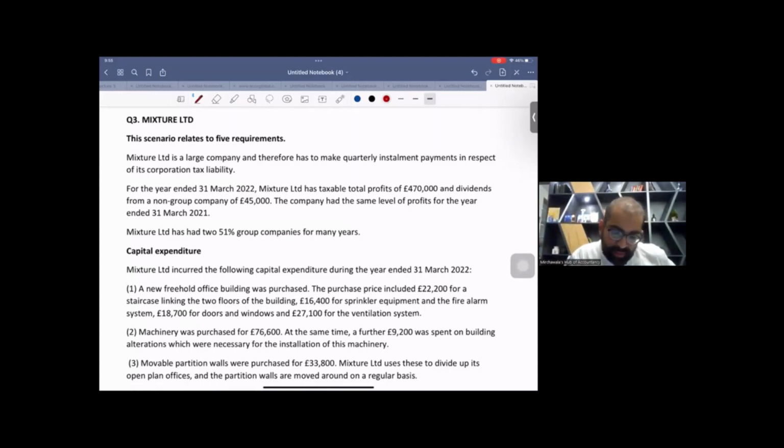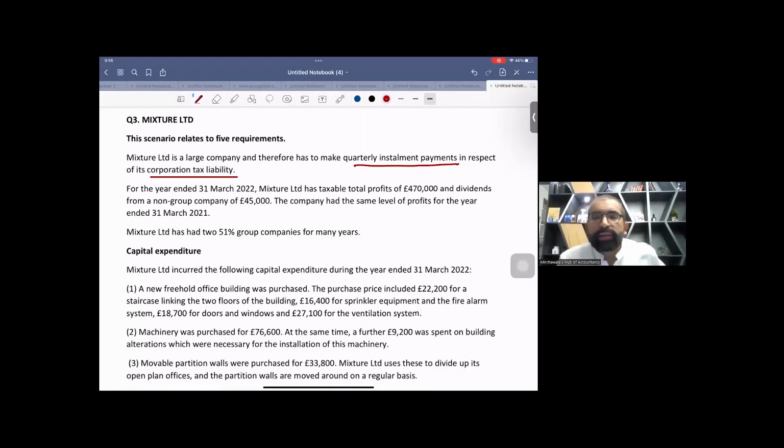Mixture Limited is a large company, therefore has to make quarterly installment payments in respect of its corporation tax liability. Now I would like to say this question is so far the easiest question of all this past paper. Easiest of all of them, I'm telling you, easiest.